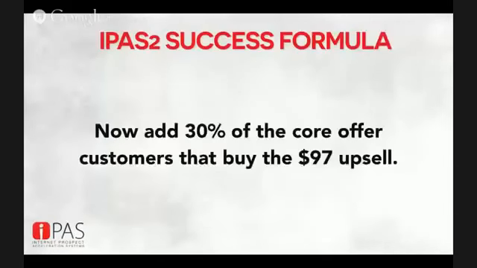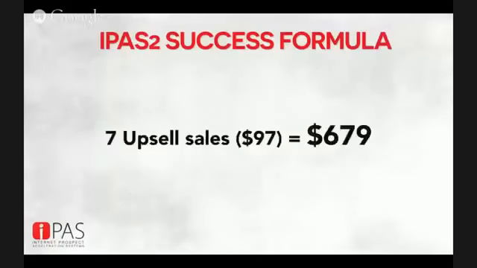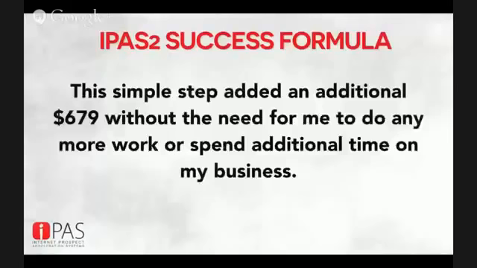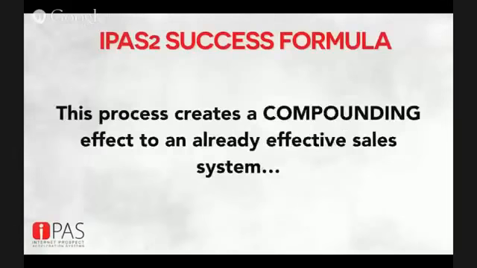Okay. Now add 30% of the core offer customers that buy the $97 upsell. So that's 7 upsell sales at $97 apiece. That's $679. This simple step added an additional $679 without the need for me to do any more work or spend additional time on my business. This just happens automatically. This process creates what I call a compounding effect to an already effective sales system.